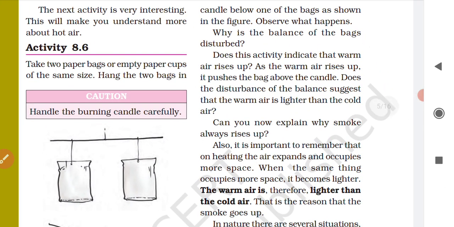This will make you understand more about hot air. Activity 8.6. In the last activity, activity 8.5, we studied that air expands on heating and occupies more space. Now when the same air occupies more space, it becomes lighter. That means the hot air is lighter than cold air. Hot air is lighter than cold air. Or in other words, we can say that hot air or warm air rises up.